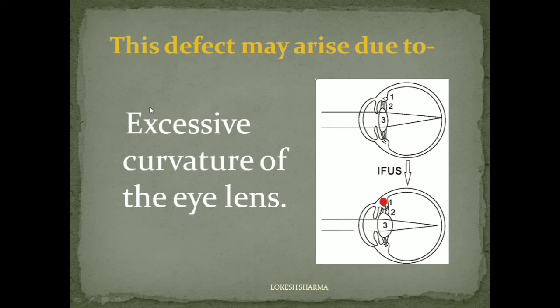This defect may arise due to, first, excessive curvature of the eye lens. This is a normal human eye. Its curvature of eye lens is normal, and the parallel beam of light that falls on it converges at the retina, and hence the image is formed on the retina. But in a myopic eye, the eye lens becomes thick, hence its focal length decreases. Thus the parallel beam of light focuses before the retina and the image does not form on the retina, so we cannot see the image clearly.